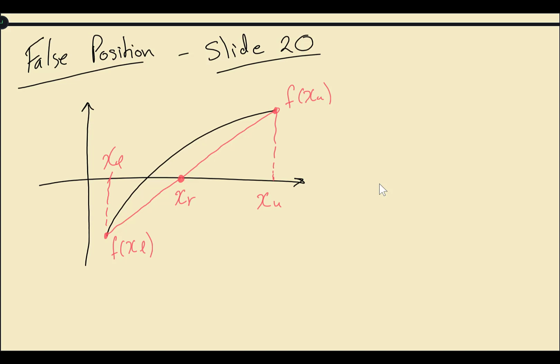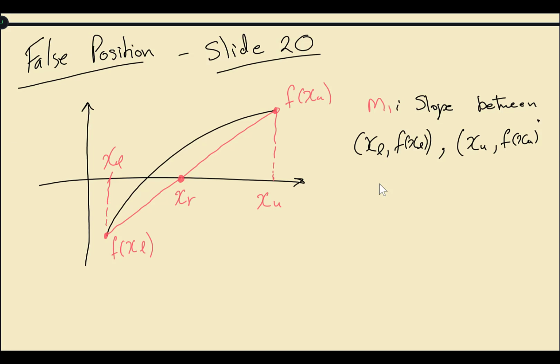So to derive the equation, we're going to look at the slope of this straight line. We're going to have 2 slopes. The first one, m1, is going to be the slope between the points on the 2 ends of the straight line. So we have the lower bound, xl and f of xl, that's 1 point. And the other point is xu, the upper bound, and f of xu. So from calculus, what is m1 in this case? Basically delta y divided by delta x is the slope for a straight line, and this is basically what we're doing here.